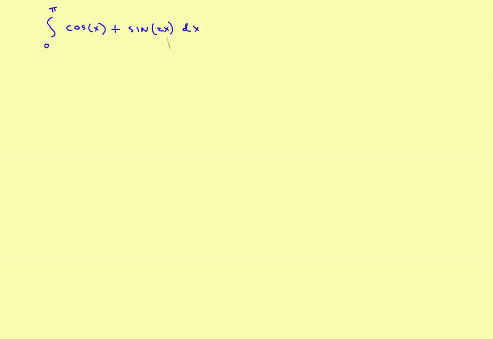So the trick on these problems is to do the following. Split it up into 2 parts and solve each part separately. So what I'll do, I'll change this into, this side will be the integral from 0 to pi of the cosine of x dx, and then I'll add that to that, put a plus here, the integral from 0 to pi of the sine of 2x dx. So split it up from a single integral into 2 integrals and solve each part separately.